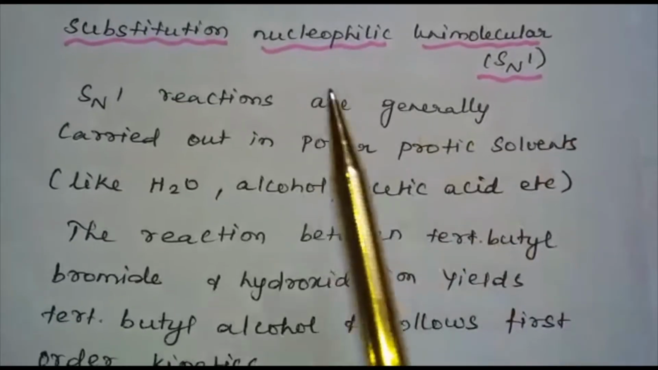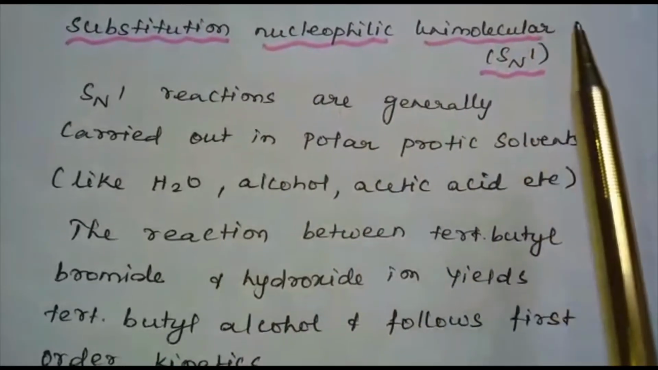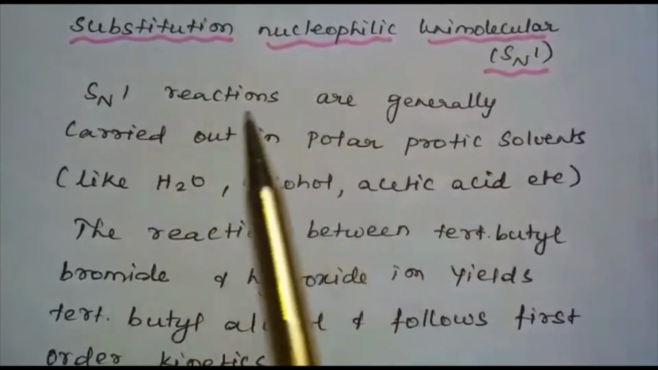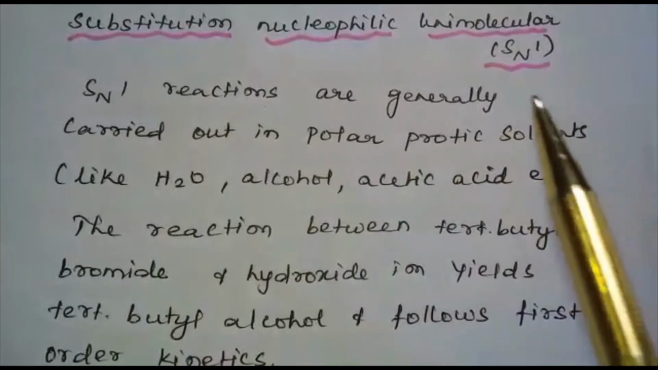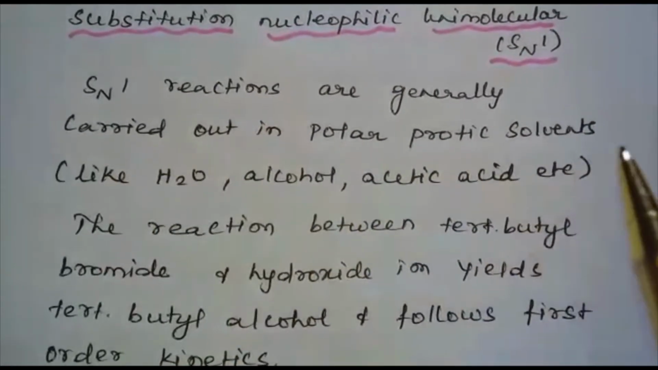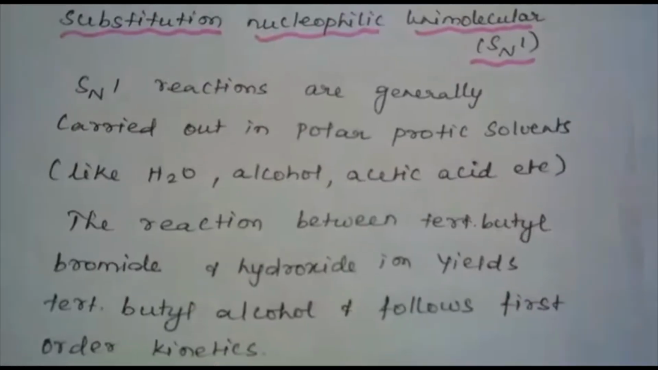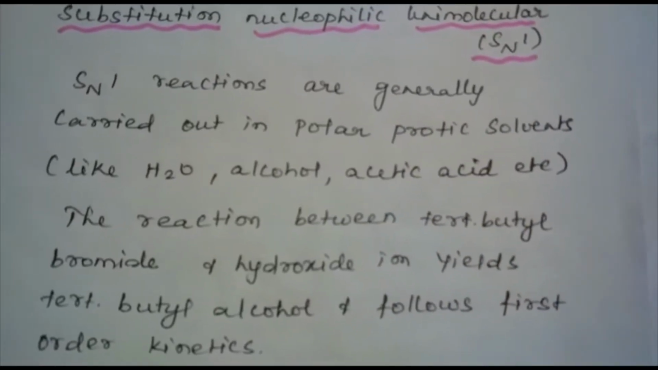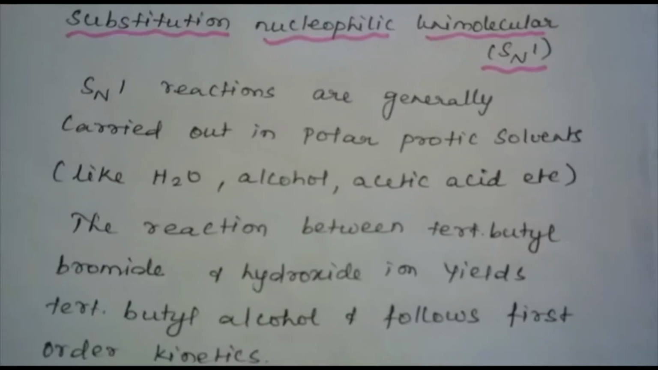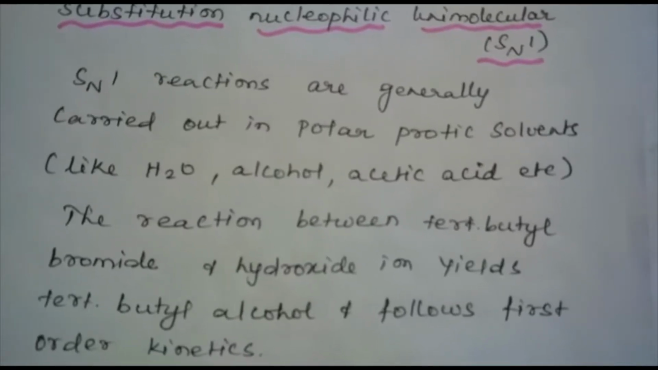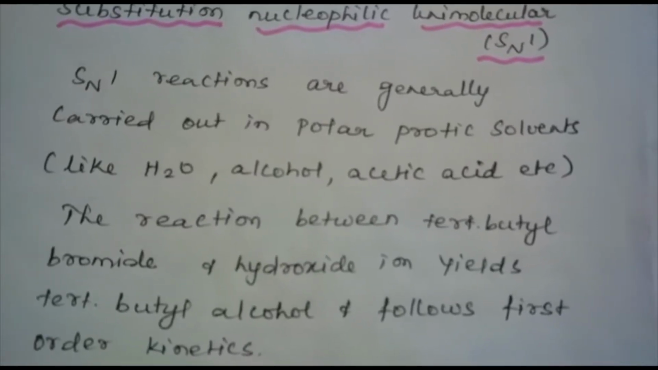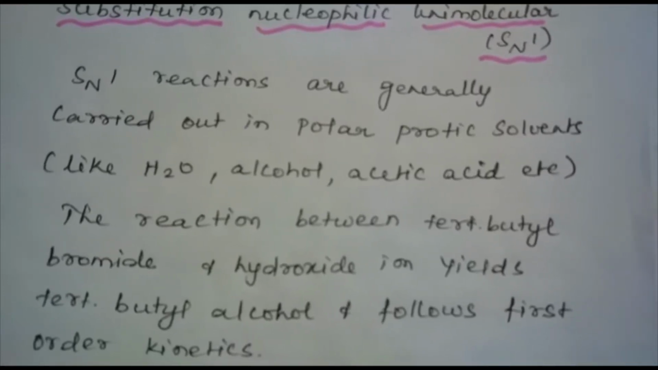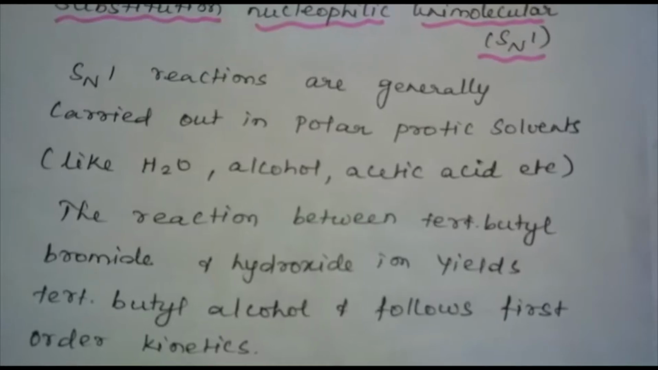Next one is substitution nucleophilic unimolecular reaction. SN1 reactions are generally carried out in polar protic solvents like water, alcohol, acetic acid, etc. What do you mean by polar protic solvents? Polar protic solvents are capable of hydrogen bonding because they contain at least one hydrogen atom connected directly to an electronegative atom such as OH. They solvate cations and anions effectively.